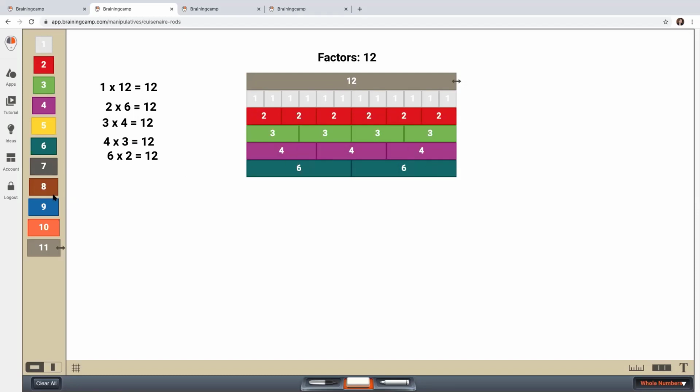7 times nothing is 12. And 8 is also too big. 8 times nothing is 12. 9 is too big. 9 times nothing is 12. And 10 is too big. And 11 will be too big as well.